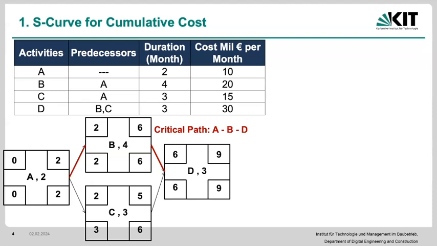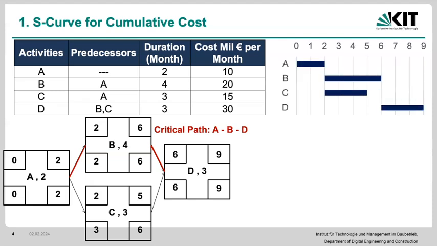If we plug those into a Gantt chart, we're going to get something like this. Activity A, and now I'm just looking at the top part here, is going to be from 0 to 2. Activity B is going to be from 2 to 6. Activity C is going to be from 2 to 5. And here you can clearly see that we can actually move activity C, right?